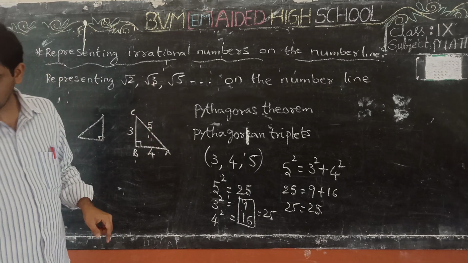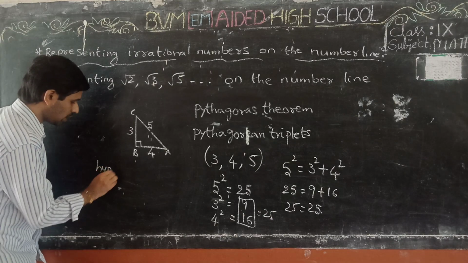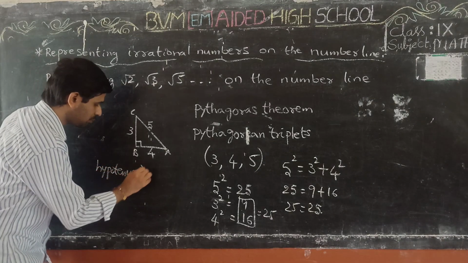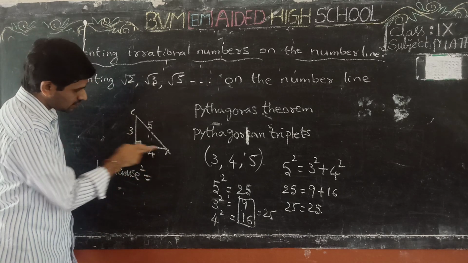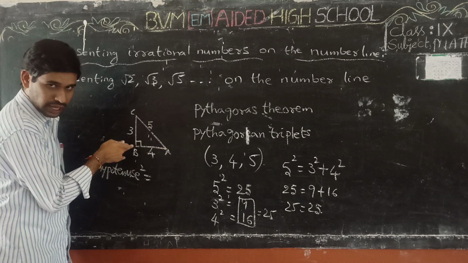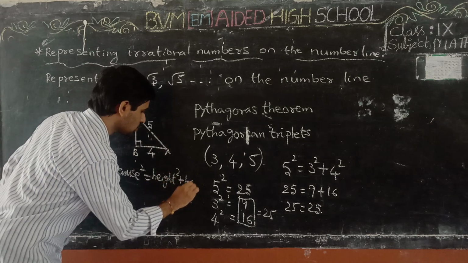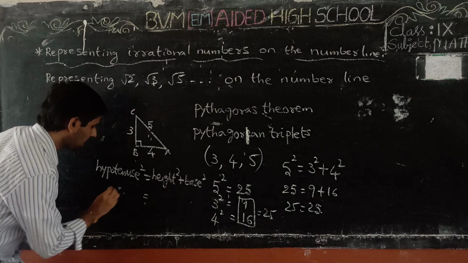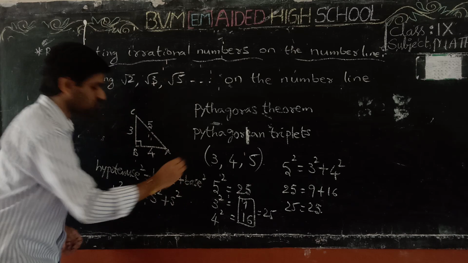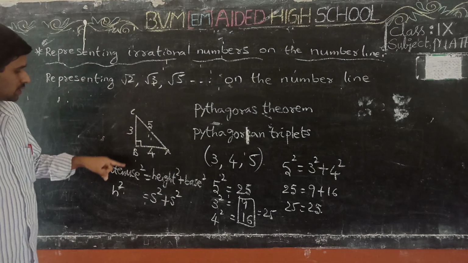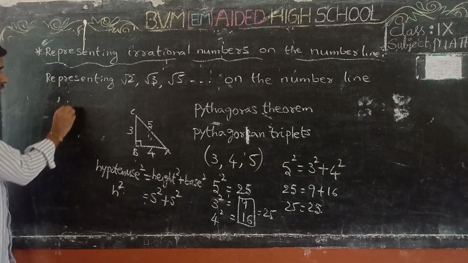Pythagorean theorem states that the hypotenuse square is equal to the sum of the squares of the other two sides. If this is height, this is base, that is height square plus base square. So we can simply say that hypotenuse square equals side square plus side square. This is one side, this is the other side. So the Pythagorean theorem states that the square of the hypotenuse is equal to the sum of the squares of the other two sides.